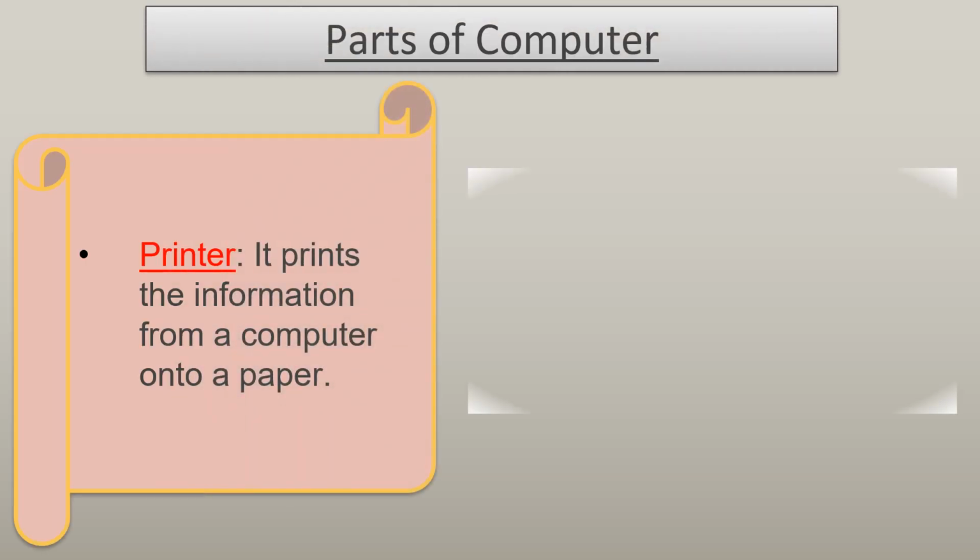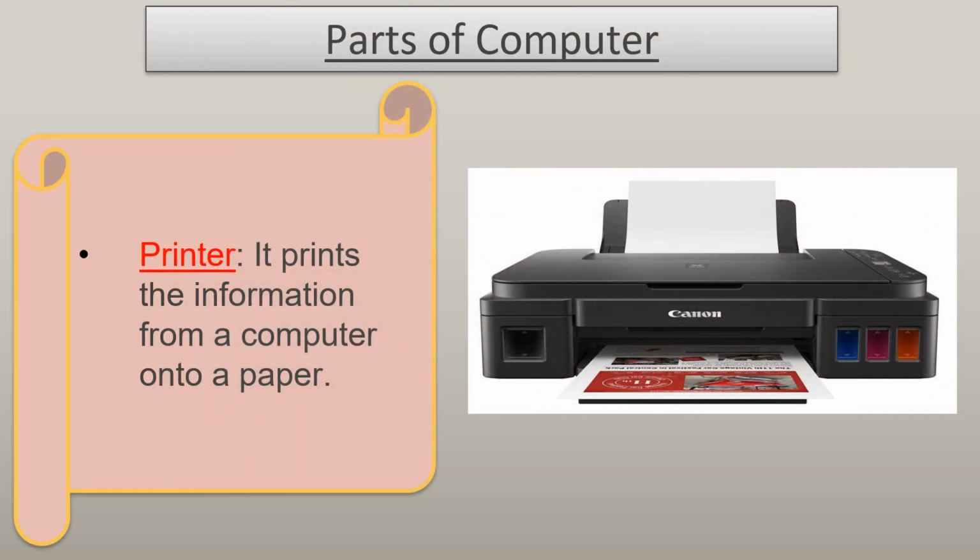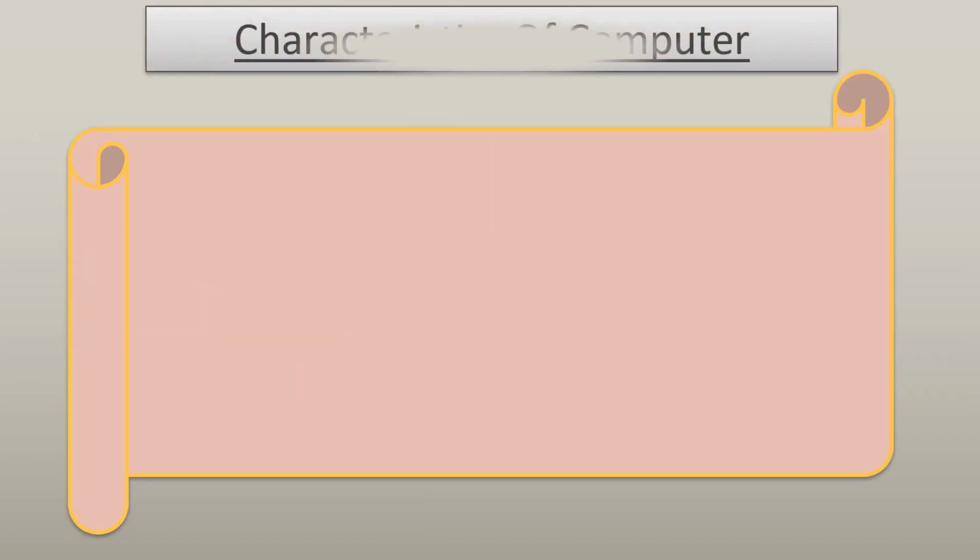Now, let us discuss the next part of the computer, that is printer, which prints the information from a computer onto paper. The output that is printed on paper is called a hard copy. The output can either be in black and white or in color form. Clear, students?